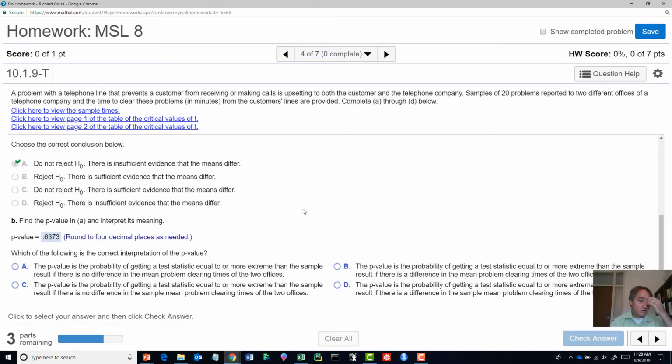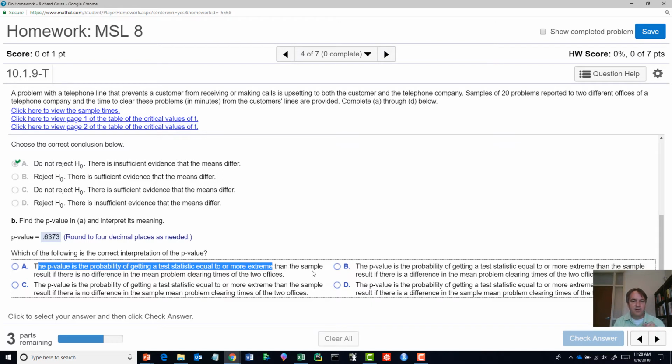Okay, so what's the correct interpretation of the p-value? Now there's a couple of things to watch out for here in this question. So it looks like they all start with the probability of getting a test statistic equal to or more extreme. Okay, so this clause right here is going to be in all of them. So we need to look at the other parts. Equal to or more extreme than the sample result. Okay, this one says sample result. This one says sample. Okay, so then the sample result. If there is no difference in the mean problem clearing times of the two offices.